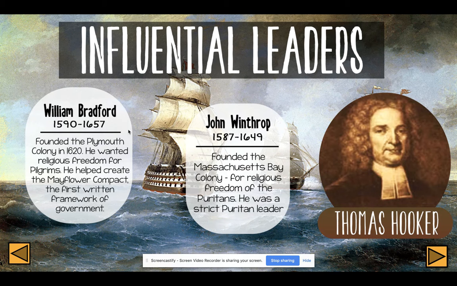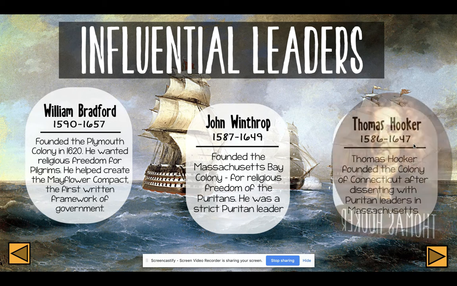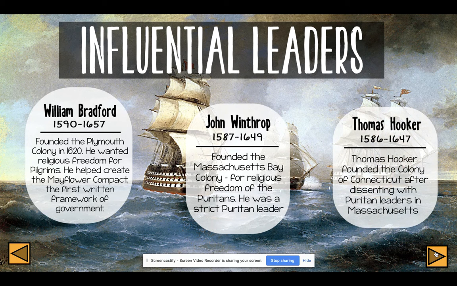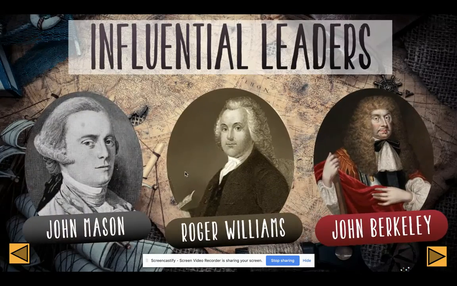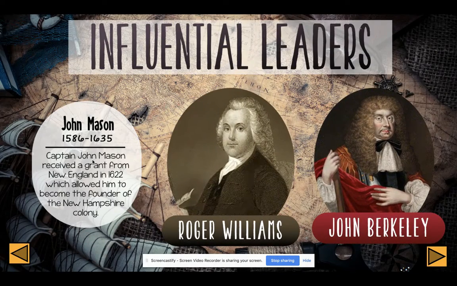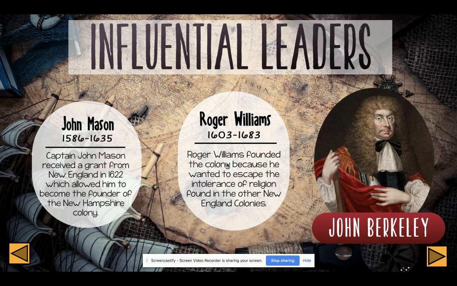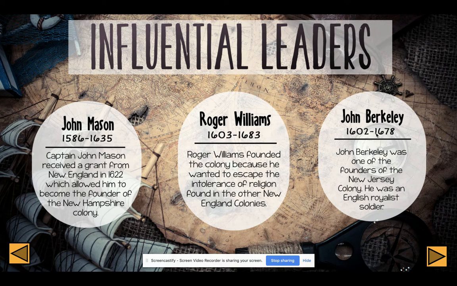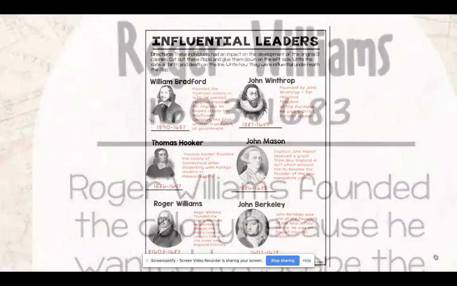And these two guys were both in Massachusetts. So originally it was William Bradford, and then John Winthrop kind of took over, and then eventually it became Massachusetts. Thomas Hooker founded the colony of Connecticut after disagreeing with Puritan leaders. So he left Massachusetts and founded Rhode Island. And then Captain John Mason received a grant from New England in 1622, which made him the founder of New Hampshire. Roger Williams wanted to escape for religious freedom, and John Berkeley was one of the founders of New Jersey, and he was an English royalist soldier. Now, this is the important part.